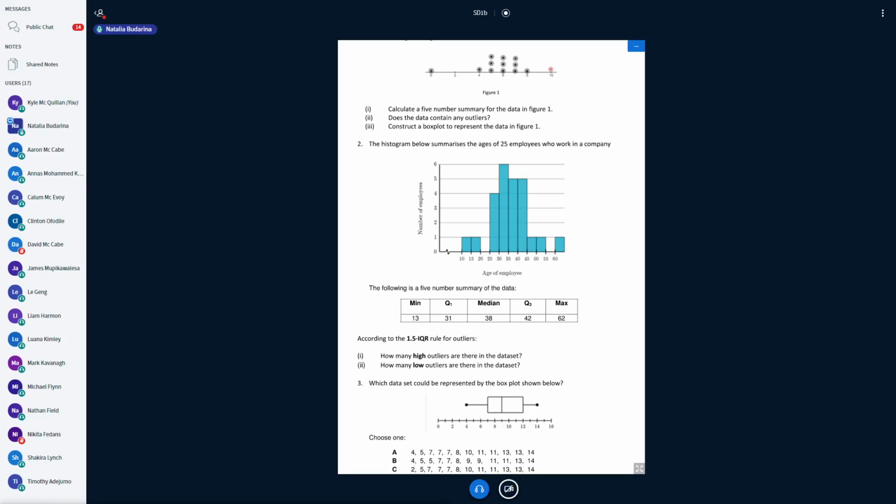Please now try to find the second value, Q3 plus 1.5 IQR. It is 58.5. Yes, thank you, Michael. Now look at the histogram. Do we have any people greater than 58.5? Do we have any outliers?